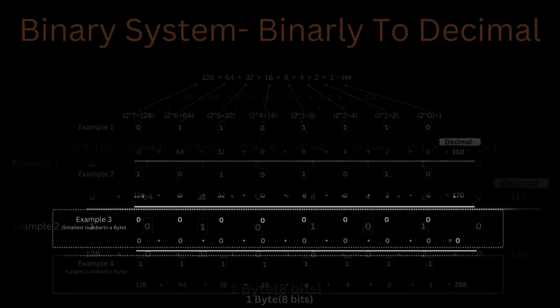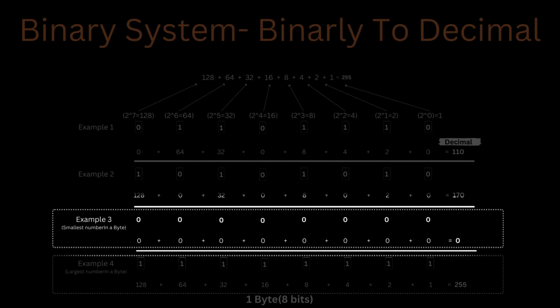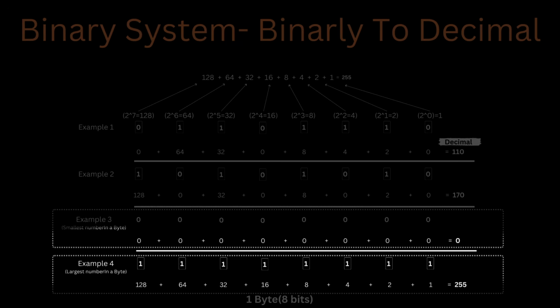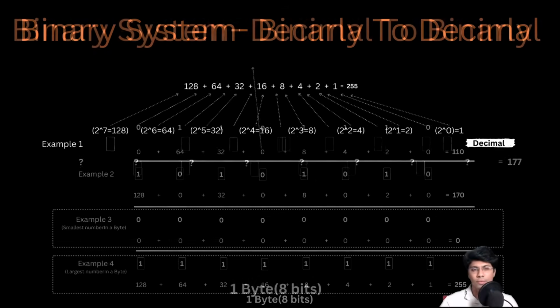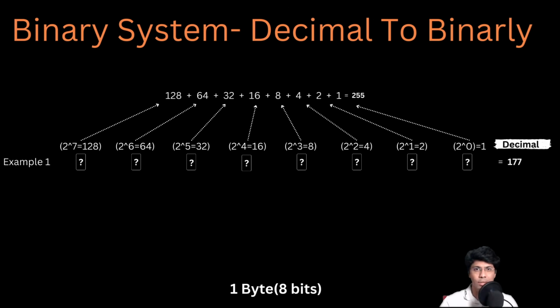Likewise, if you want to represent the minimum number, that is 0 in decimal, you can see it in example 3, all zeros, and for the maximum number in decimal you need to keep 1 in each bit, which is example 4. It is 255. Now you clearly know how to convert a binary number into a decimal number. But what if you got a decimal and you want to convert it to a binary octet?